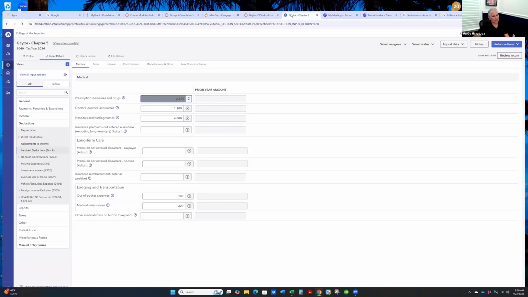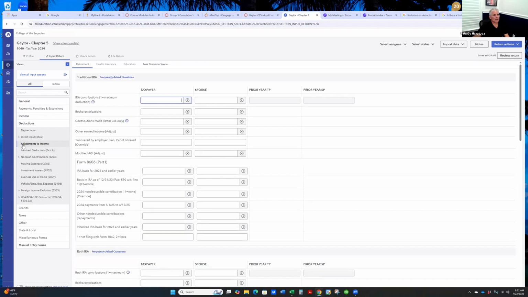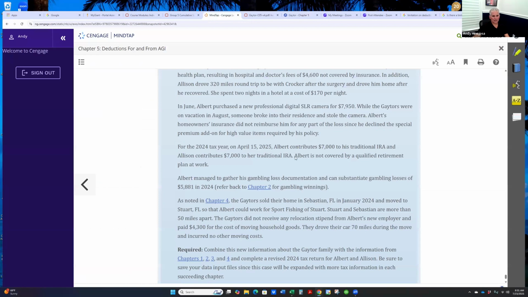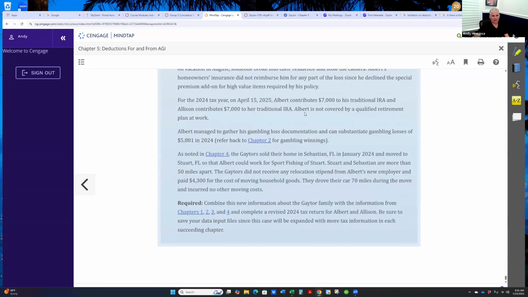So let's go back to the tax return. We'll go to adjustments. And you might have noticed it when we looked at adjustments, I think it was for education purposes. The first tab is retirement. And in fact, the first row, IRA contributions, that's what's listed here. Taxpayer is going to deduct $7,000 and the spouse is going to deduct $7,000. All right, so we'll put $7,000 for both. Let's go back to the textbook. This is where we're at. That's where we left off.